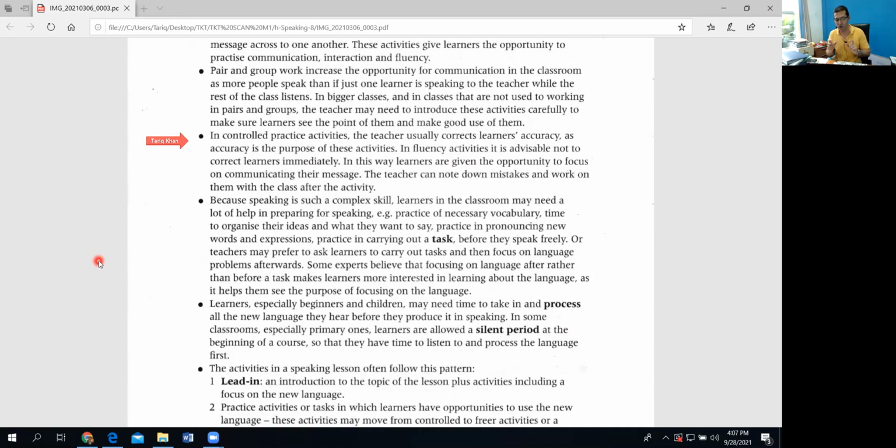Is this point clear to you? Yes, sir. So never make this mistake. Otherwise, the student will not be able to become fluent in speaking. Right. In this way, learners are given the opportunity to focus on communicating their message. The teacher can note down mistakes and work on them with the class after the activity. Clear? Yes, sir.